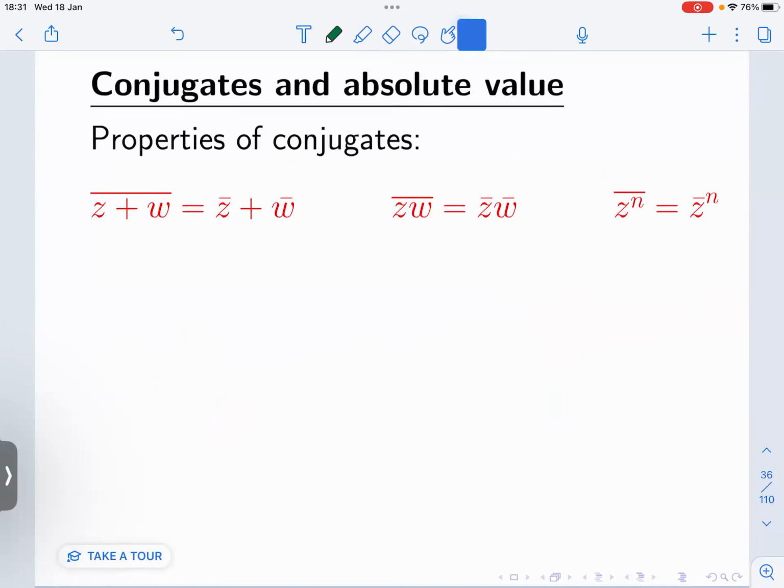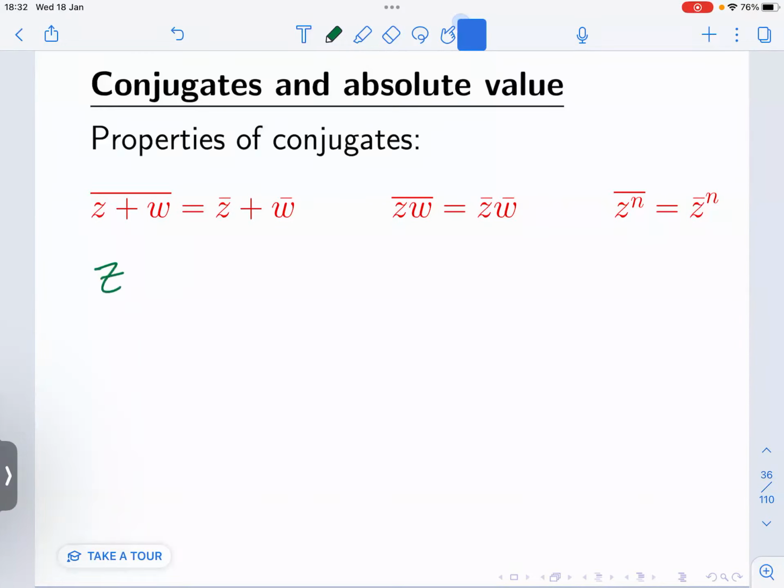We notice that the conjugate has some properties, so I've stated a few here. For the first one, if you take the sum of two complex numbers and take the conjugate of the result, you will get the same result by first taking the conjugate of each complex number and then summing the results.